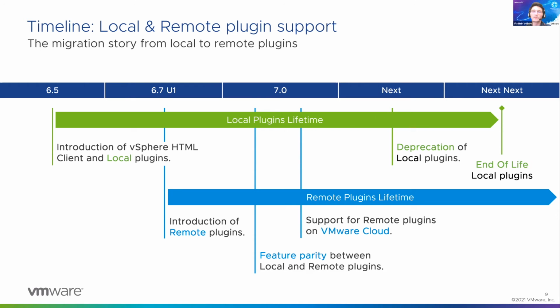So in 6.7 U1, we shipped remote plugins, which reached feature parity quickly in 7.0. And shortly after, we enabled remote plugin support on the VMware Cloud on AWS and all future VMware clouds. Now, going forward, we are going to officially deprecate local plugins with the next major release, and in the subsequent major release, these plugins will reach end of life.